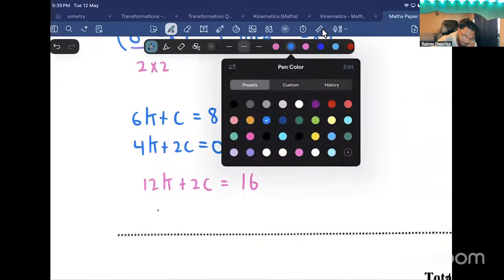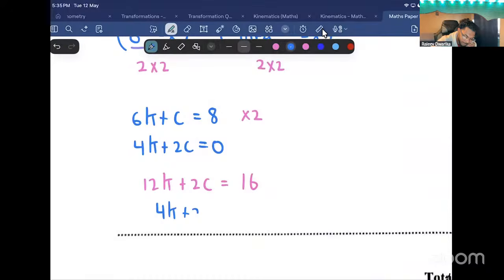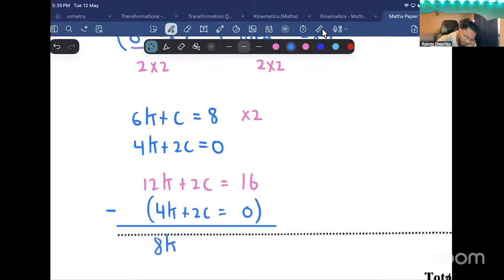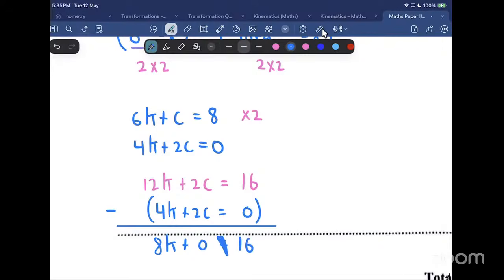And then we have 4K plus 2C is equal to 0. Subtract it: 8K equals 16. K is 2. That'll be 8K plus 0. 16 minus 0 is 16. Oh, I'm making a mistake. Sorry about that. 16. Yeah.